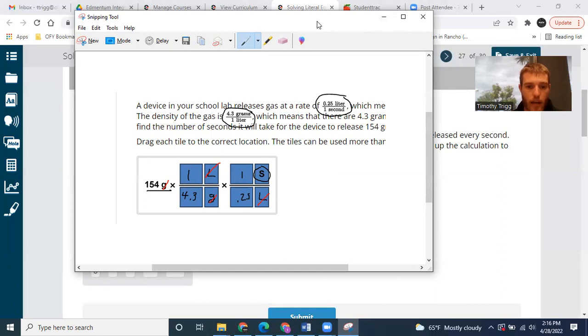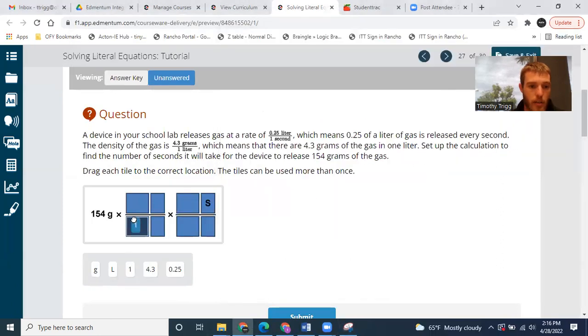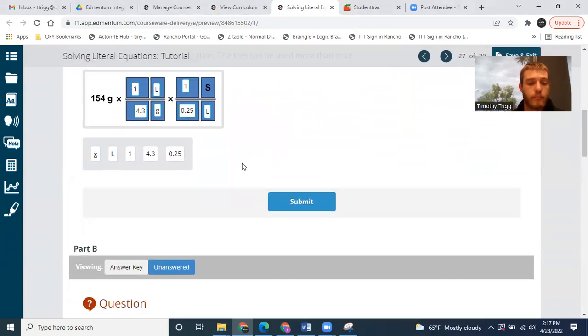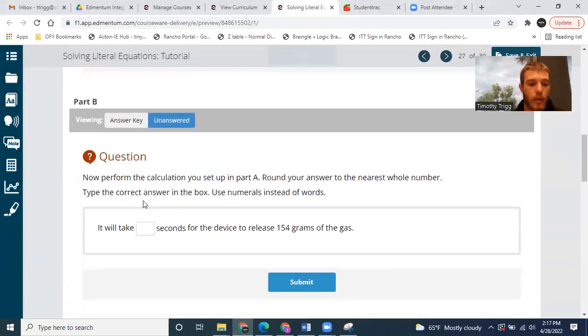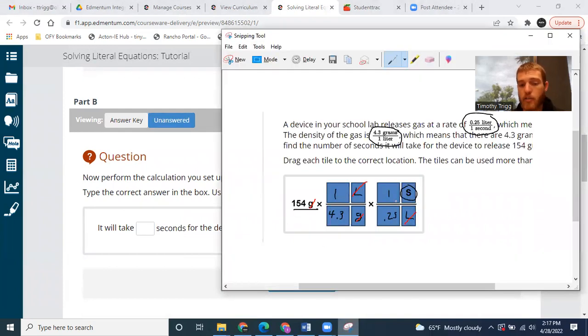So go ahead and click and drag these things here. 1 liter, 4.3 grams, 1 second, 0.25 liters. It will take blank seconds for the device to release 124 grams of the gas. So here, now we just need to find our answer.